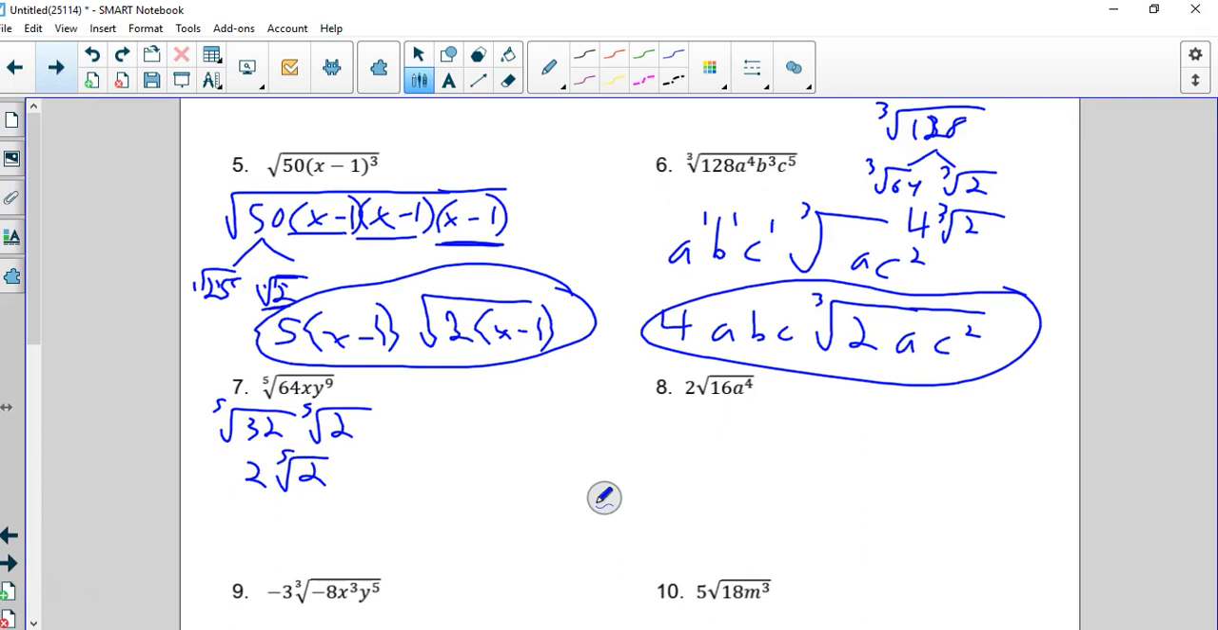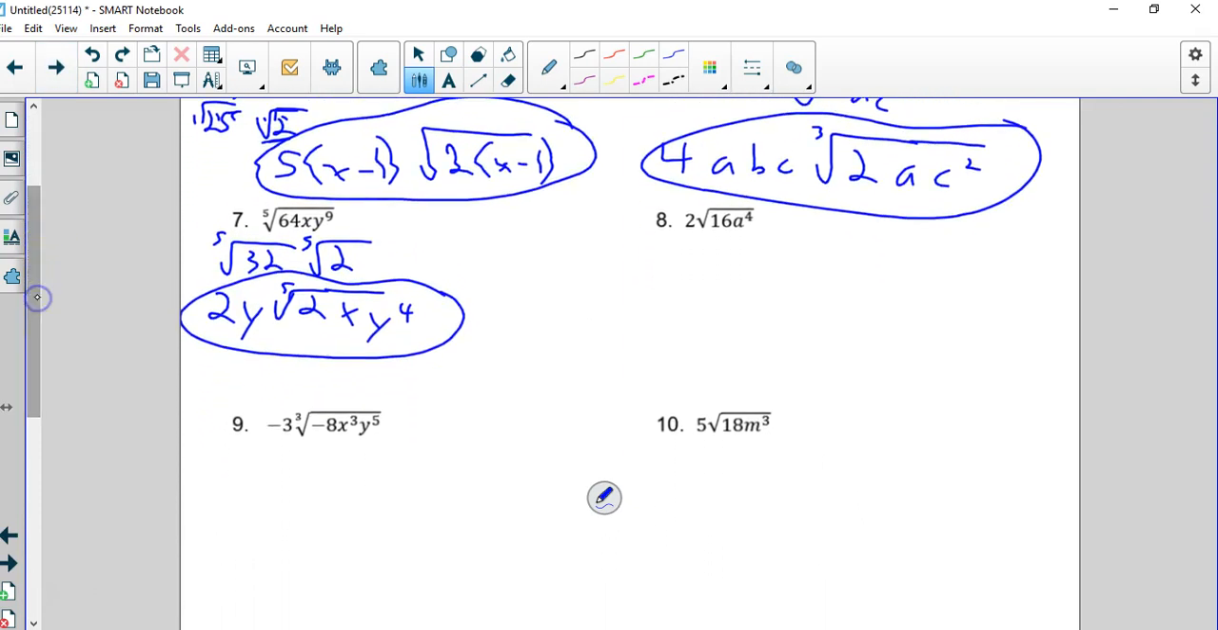Now we're going to look at our letters. Our X's can't come out because there's only one of them. So that's going to stay inside. Now my Y's, I have 9 Y to the 9th. It's a 5 on the outside. 5 goes into 9 one time. So I'm going to erase this 2 and move it over a little bit. I'm going to bring the Y out. 5 goes to 9 one time with how many left over? 4. And if it seems confusing, you will get this. You get used to it.